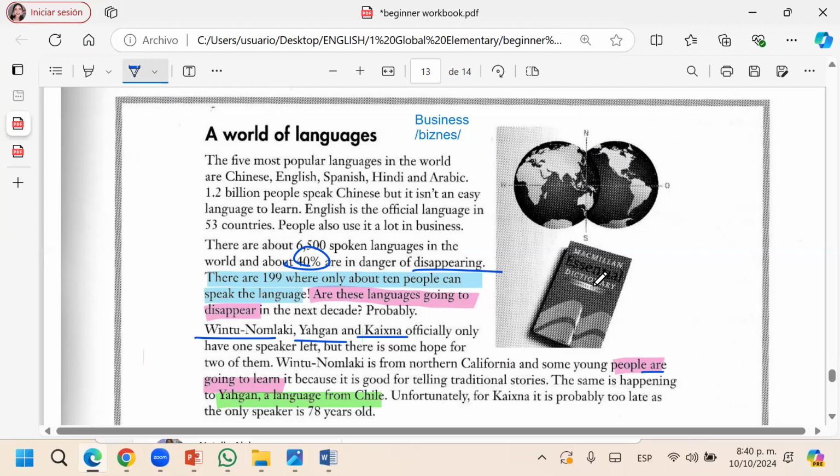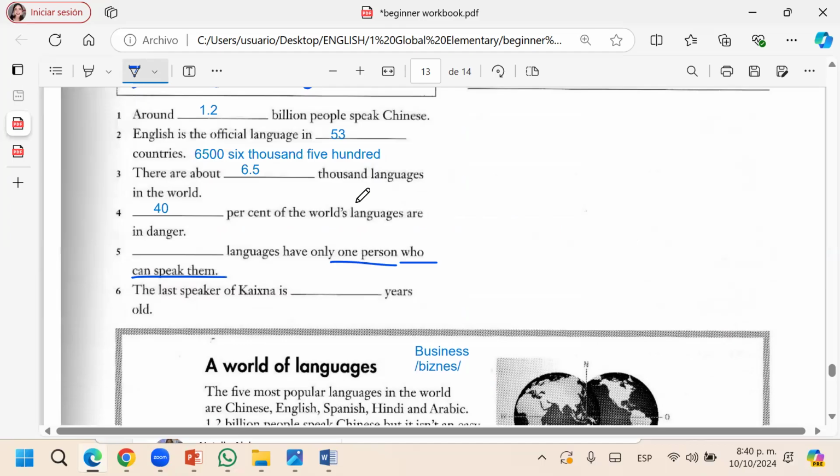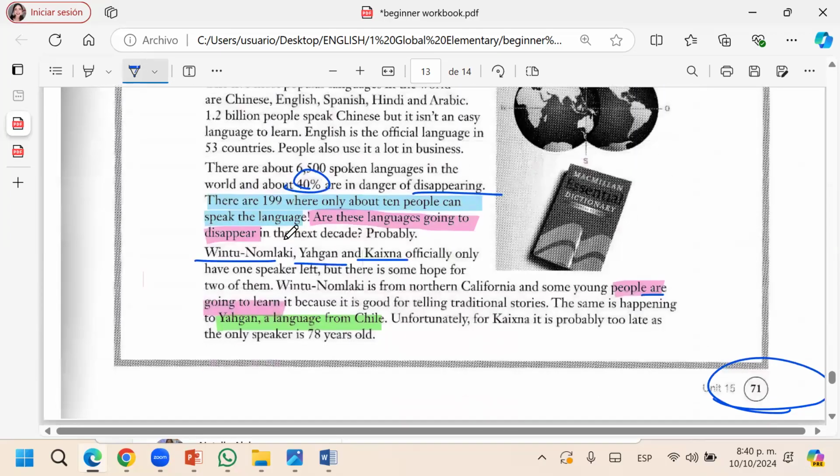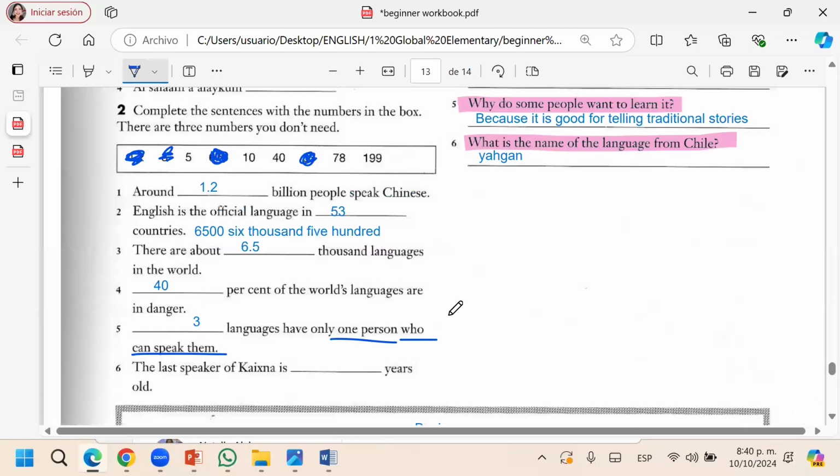Kaixna, and Yagan, and Wintunomlaki. Wintunomlaki, Yagan, and Kaixna have one speaker left. So 3 languages only have one speaker left. Sí. De 3 idiomas solo tienen un hablante. Aquí dice Wintunomlaki, Yagan, and Kaixna just have one speaker left. Solo les queda un hablante, just one speaker.